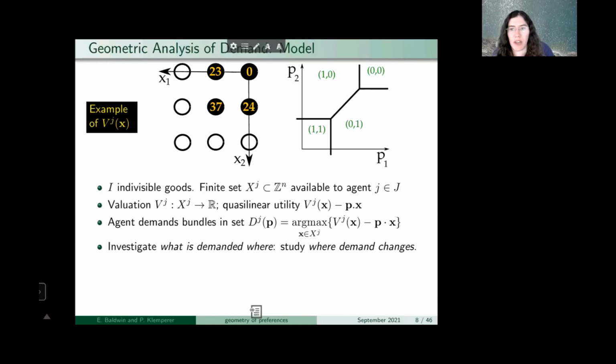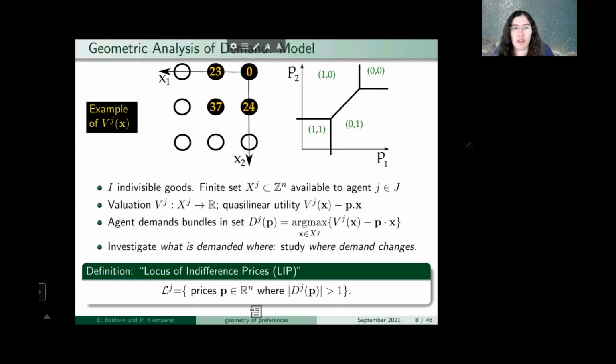But when you go from demanding one thing to demanding another thing, that's when you cross one of these lines. And when you go from demanding one bundle to demanding another bundle, you're going to have to be indifferent between those bundles along that point. So the thing that we draw is the location of where demand can change. And that is the location of prices at which the demand set contains more than one bundle. So we call that the locus of indifference prices, because the agent is indifferent between more than one bundle on this. So we call this the lip, the locus of indifference prices.